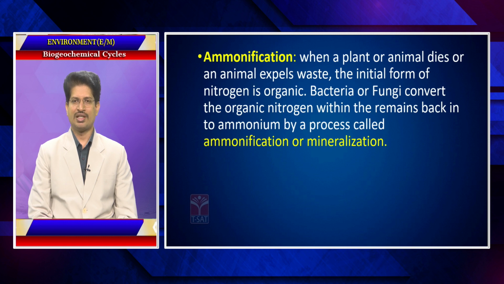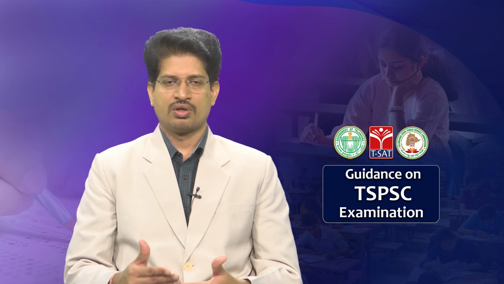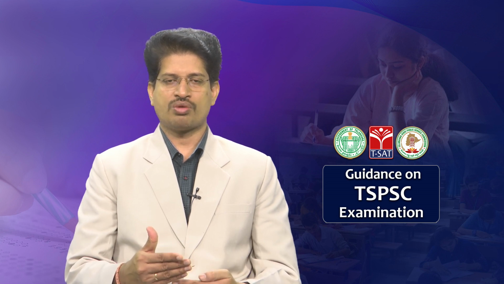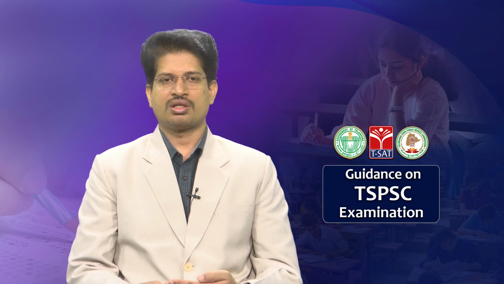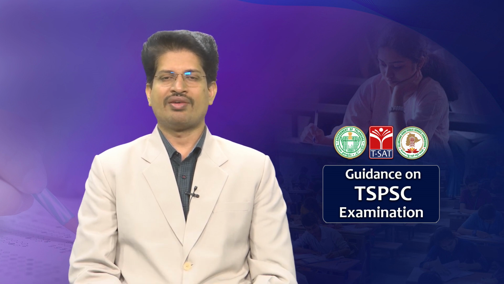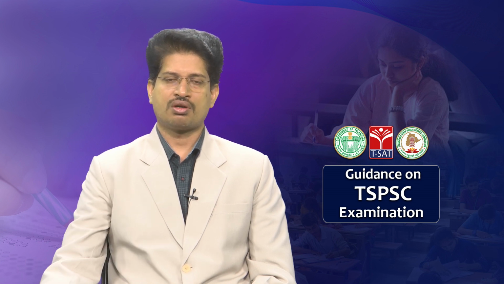Ammonification. When a plant or an animal dies or an animal expels waste, the initial form of nitrogen is organic. Bacteria or fungi convert the organic nitrogen within the remains back into ammonium by a process called ammonification or mineralization. So, the waste of these plants and animals is converted by certain bacteria into nitrogen available to the plants, which is known as ammonification or mineralization.